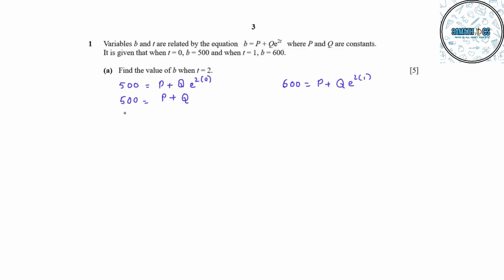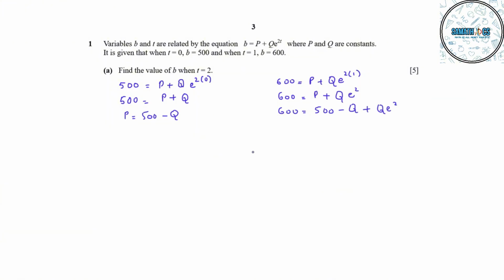We can take out the value of one of the variables from this. P is equal to 500 minus q. We'll take this q on the other side. We'll solve it. 600 is equal to p plus q e power 2. Now we'll substitute the value of p from here. P is 500 minus q. 600 is equal to 500 minus q plus q e power 2. We'll take 500 on this side.